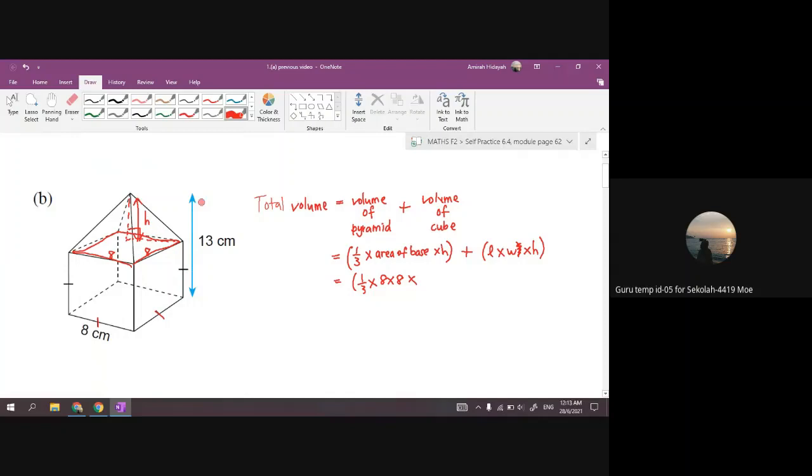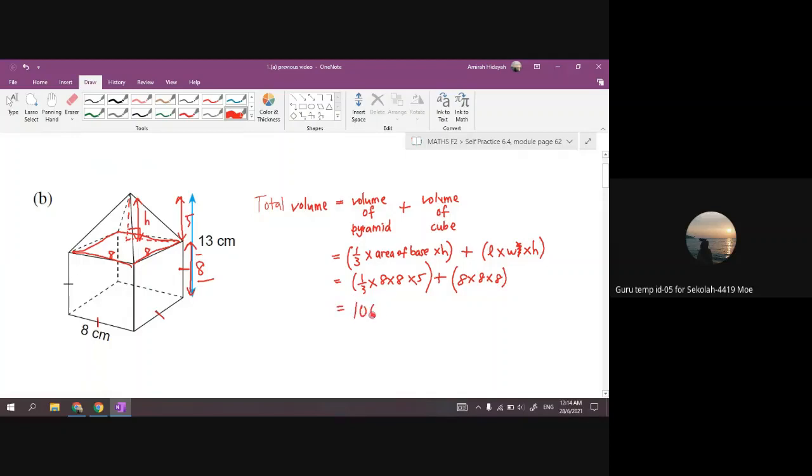The height is not given, but they give the overall height for the combination of these two objects. So we subtract: 13 minus the height of this cube. The height of this cube is 8 also. So 13 minus 8, you will get the height for the pyramid, which is 5, right? So times 5, plus length times width times height of this cube. So 8 times 8 times 8.